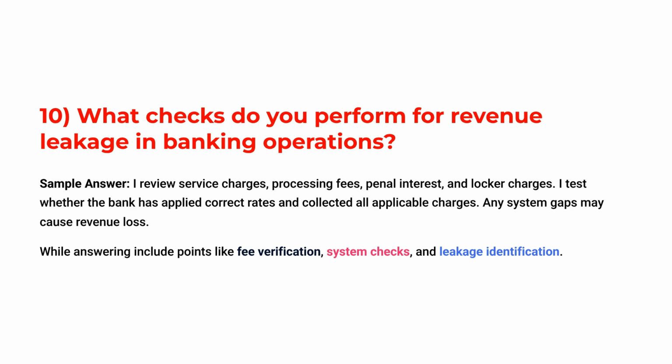What checks do you perform for revenue leakage in banking operations? Sample answer. I review service charges, processing fees, penal interest, and locker charges. I test whether the bank has applied correct rates and collected all applicable charges. Any system gaps may cause revenue loss. While answering, include points like fee verification, system checks, and leakage identification.